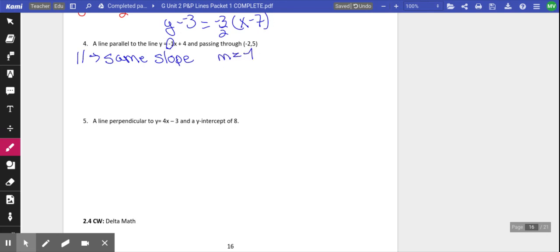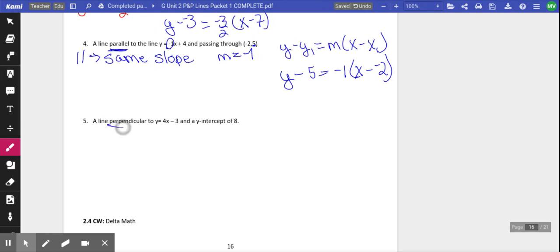And since I want parallel, I want the same slope. So I'm going to use my y minus y1 equals m times x minus x1. So it's y minus my y coordinate, which is 5, equals my slope, which is -1, times x minus -2. And that's the equation.